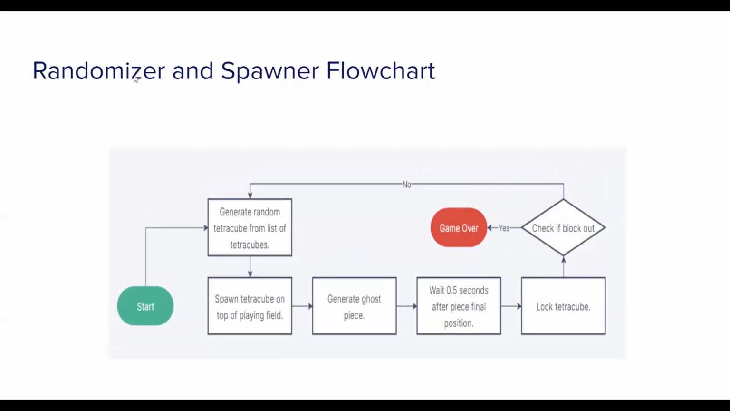And this is a flowchart for the randomizer and spawner. So you start the game, and the game generates a random tetracube from the list of tetracubes. Then it spawns the tetracube on top of the playing field, and it generates the ghost piece as well. You drop the piece, and it waits 0.5 seconds after the piece reaches its final position. It locks the tetracube, and it checks if it blocks out. If not, it repeats the cycle, but if it does, then it's game over.